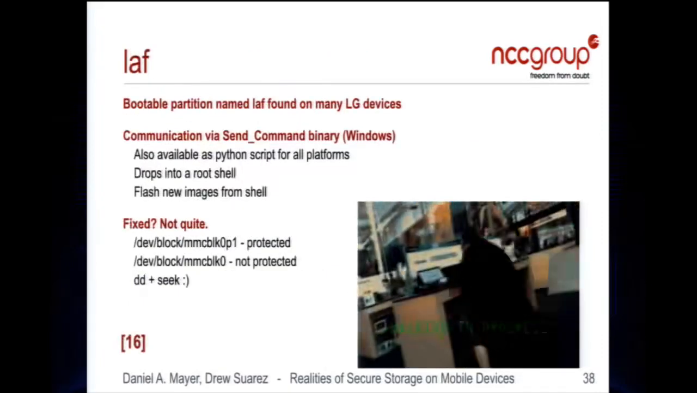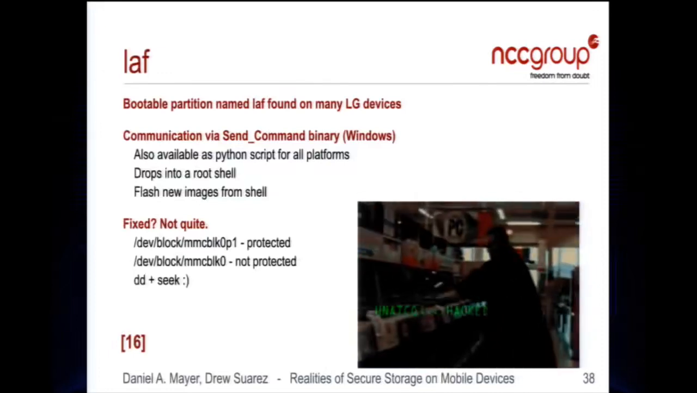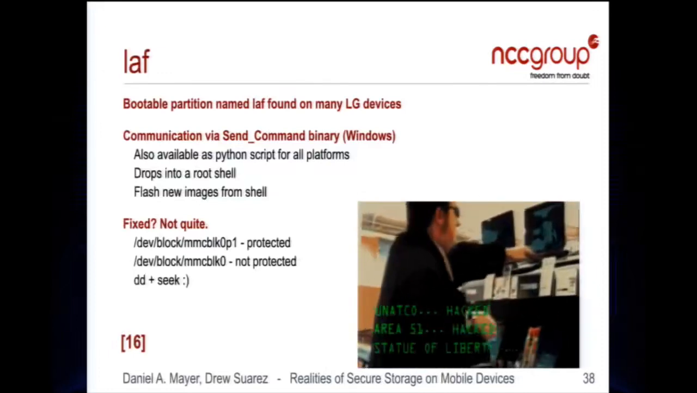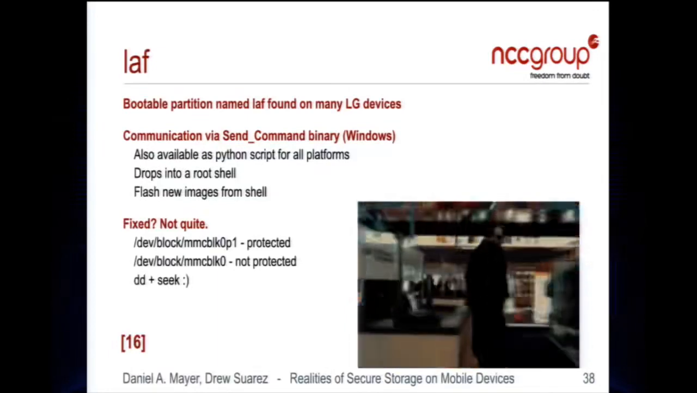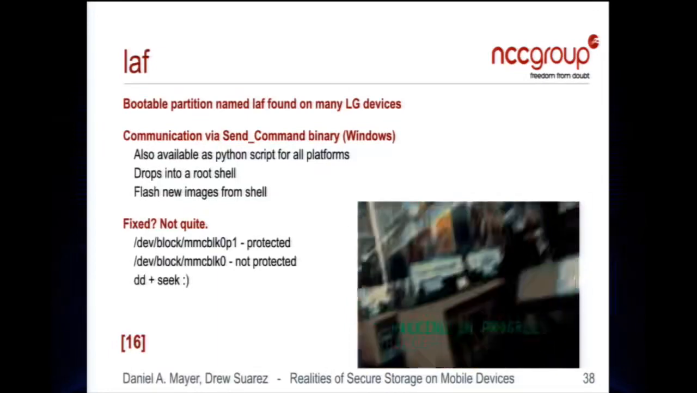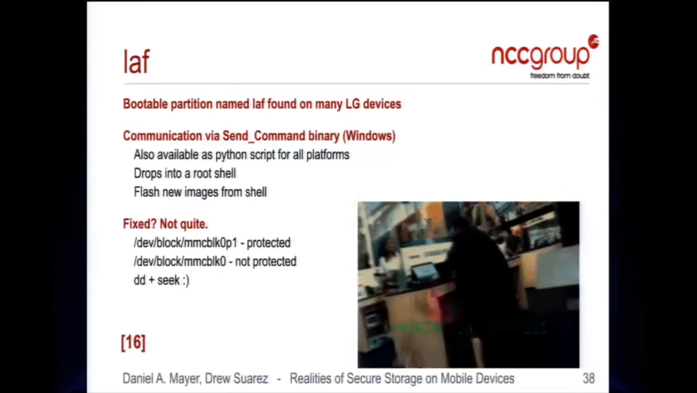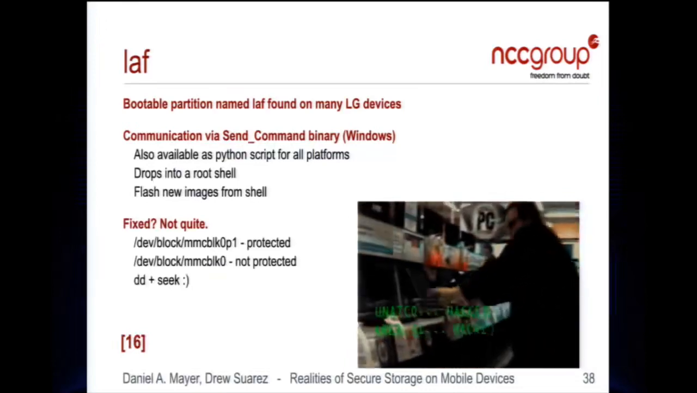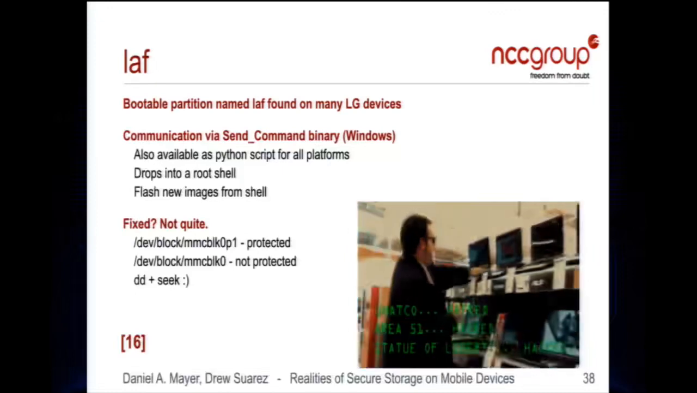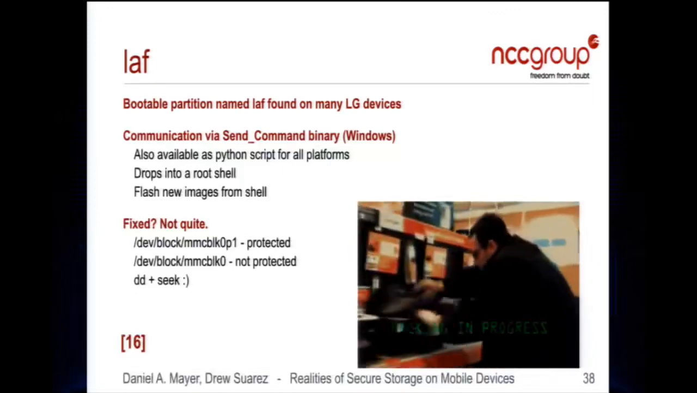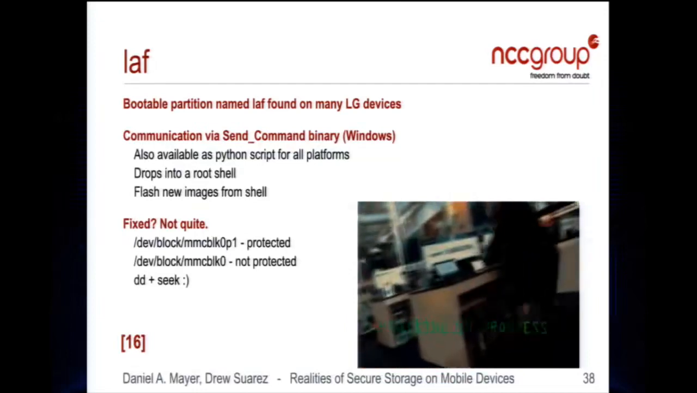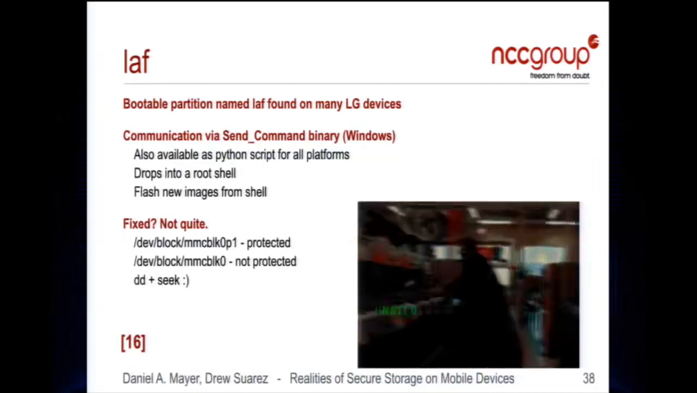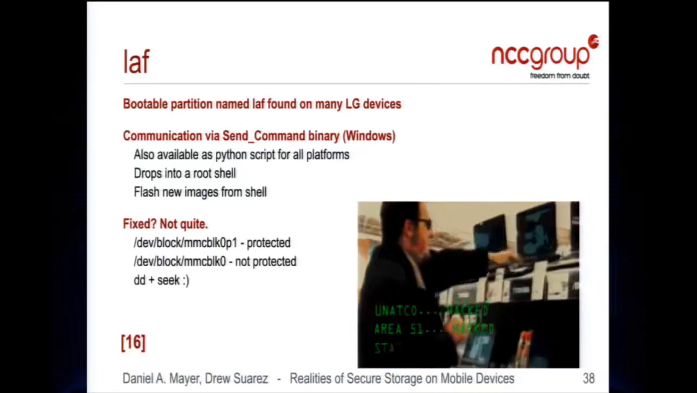And lastly, the newcomer Laf, which is aptly titled because this is basically a hilarious backdoor on lots of LG devices that shipped. You boot into it similar to how you would boot into a download mode on a Samsung device, and then you use a single binary and provide the COM port the device is plugged into, and you're dropped into a root shell. And so from there, you can do all sorts of terrible things to a device. Flash new images, get a shell, anything you'd like.